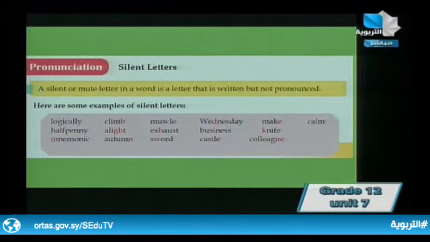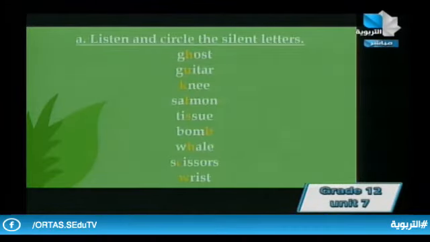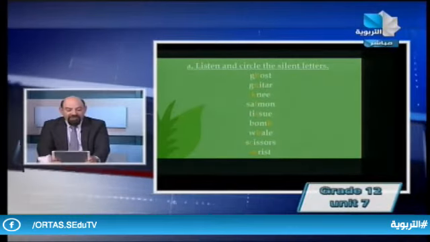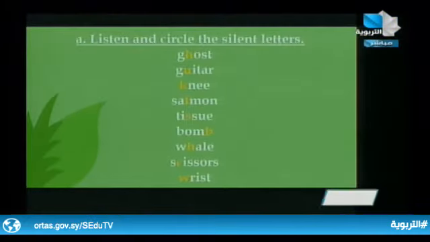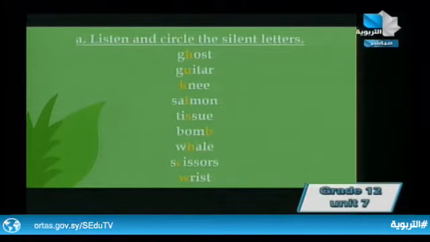Good. Now we are going to listen and circle the silent letters. We have the word ghost. The silent letter here is H. The next word.